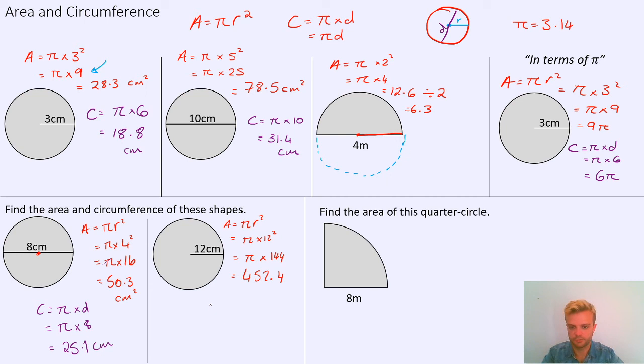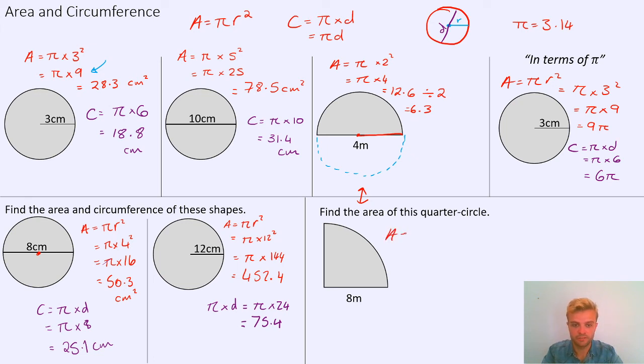And the circumference, pi times diameter, which is pi times 24, because I've had to double the radius there to get the diameter. And pi times 24 is 75.4. And now one final question, then we're done. The area of the quarter circle. Now this is going to be a bit like the semicircle that we did here, but instead of dividing by 2 at the end, I'm going to have to divide by 4, because I've got a quarter of a circle.